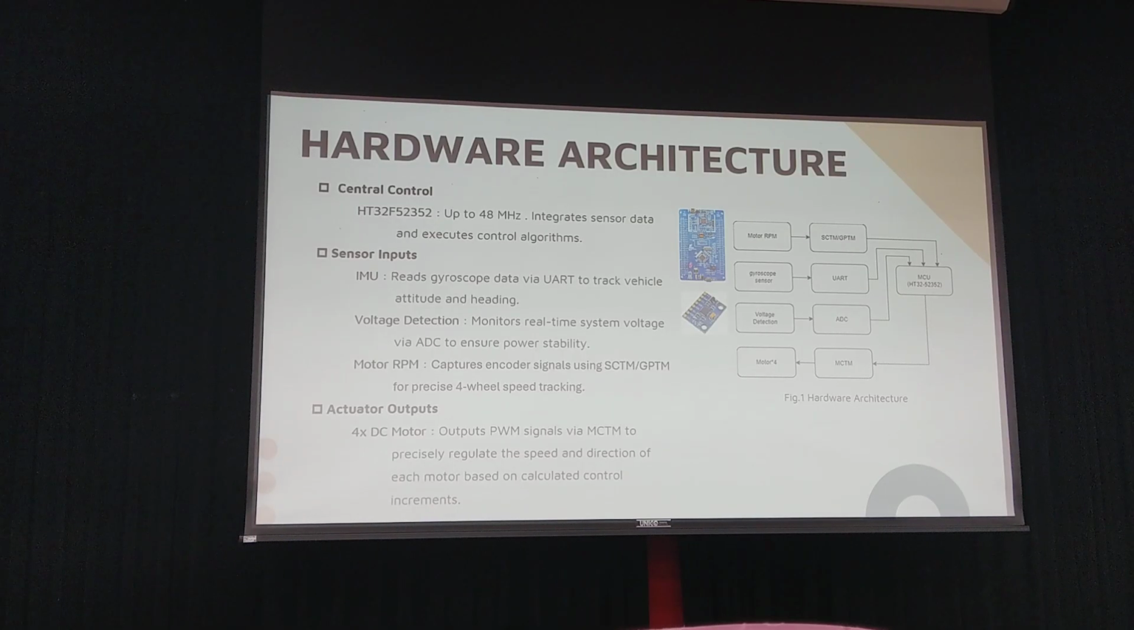And based on this input, the actuator output takes over. The MCU outputs PWM signals using MCTN to perfectly regulate the speed and direction of the four DC motors based on the control increments we calculate.